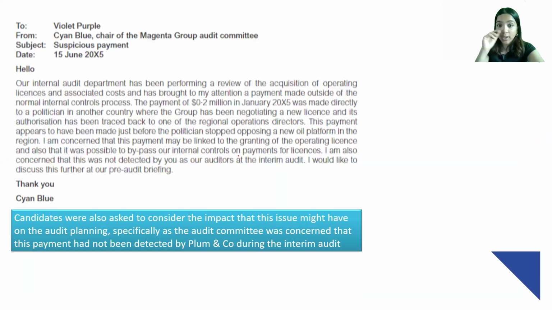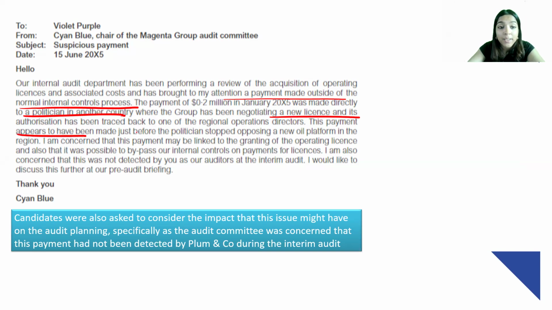Now, I would like to give you a gist of what this question was. Our internal audit department has been performing a review of the acquisition of operating licenses and associated costs and has brought to my attention a payment made outside of the normal internal control process. It was directly to a politician in another country, where the group has been negotiating a new license, and its authorization has been traced back to one of the regions. This payment appears to have been made before the politician stopped the new platform in the region.